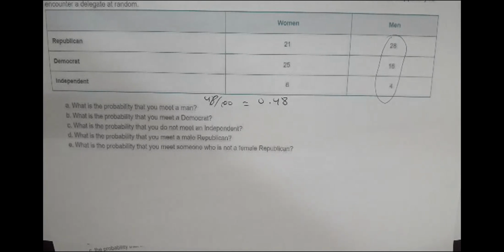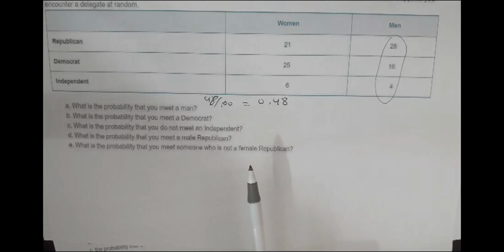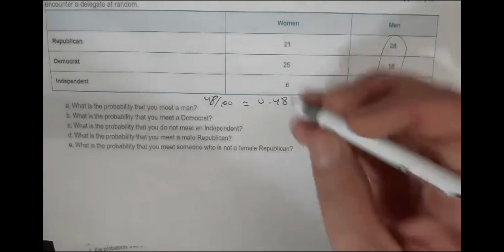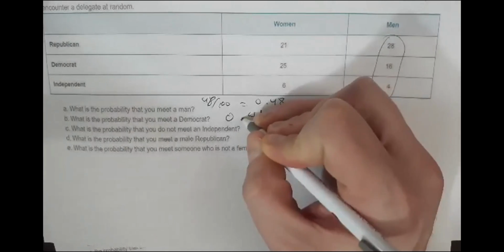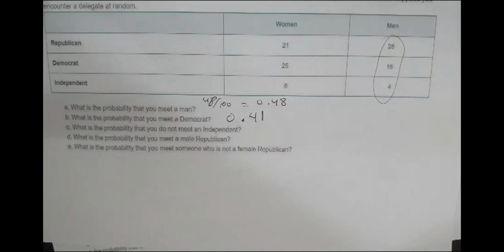So how do you figure out Democrat? What 2 numbers are we adding? 25 plus 16 gives me 41, which is 41 out of 100, or 0.41. What about Independent?